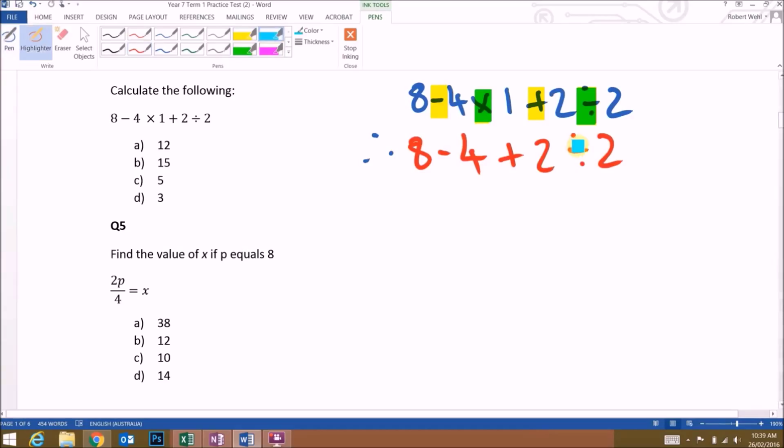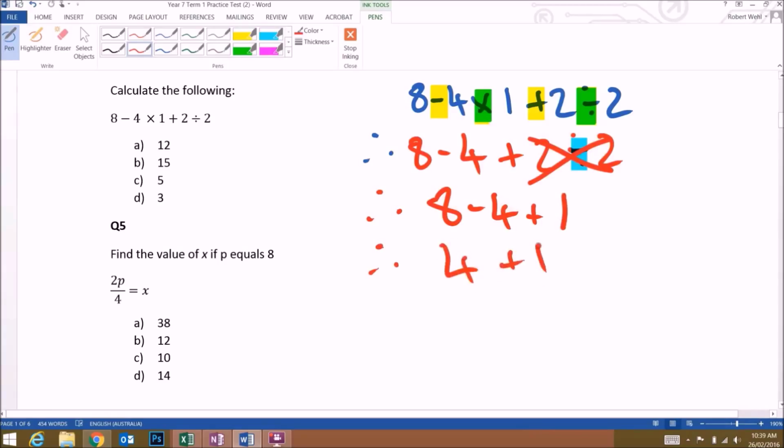Next one I need to do is the divide. So 2 divided by 2 is 1. 2 divided by 2, that cancels that out, plus the 1. Now I can just work left to right. So 8 take 4 is 4. 4 plus 1 is 5. Okay, so C is my answer.